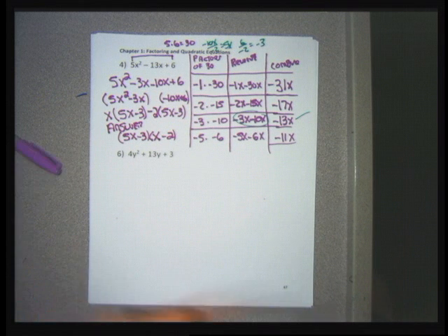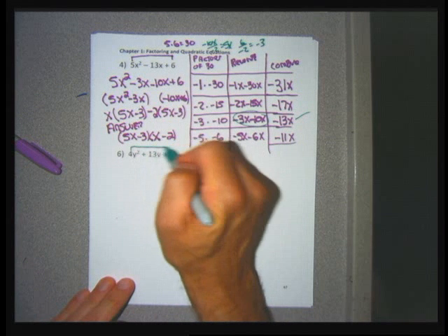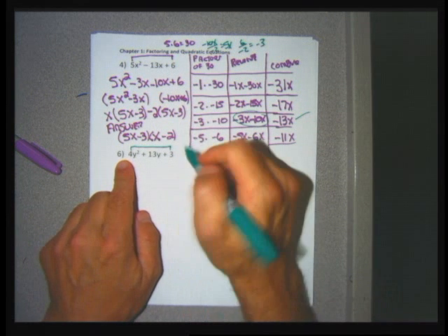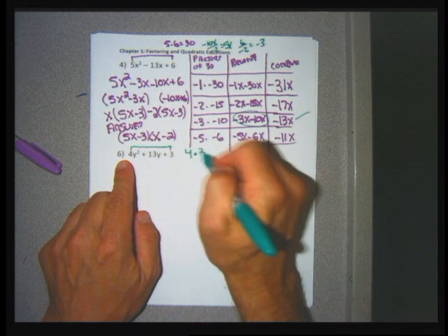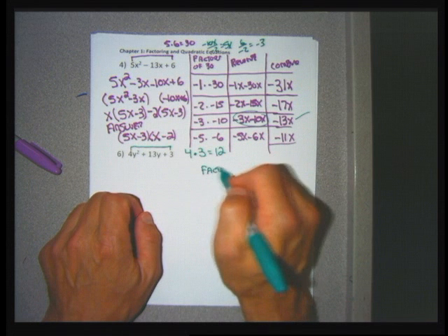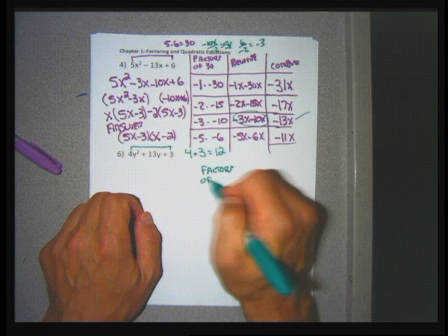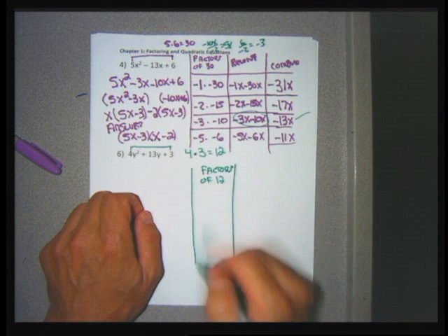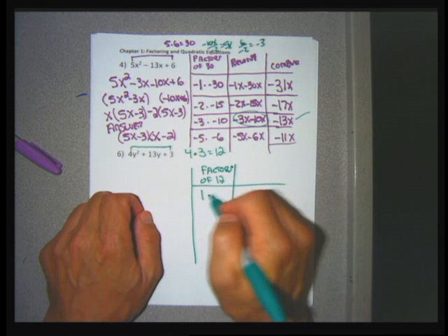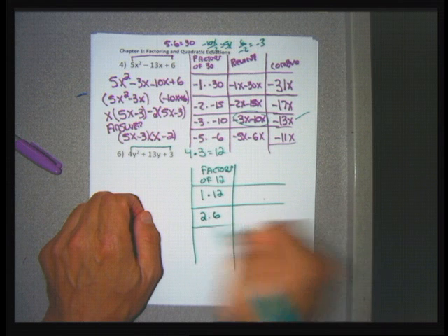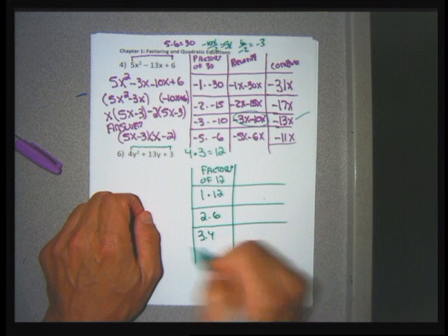For problem 6, I'm going to start off multiplying the 4 and the 3. So the difference in the grouping method when there's a number in front of the square term is you have to multiply first. So now I'm going to hunt down factors of 12. The nice thing is there's no negatives, so I need the positive factors. So 1 times 12 is 12, 2 times 6 is 12, 3 times 4 is 12.